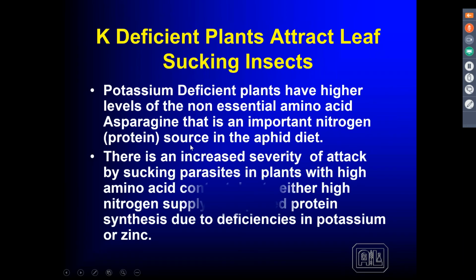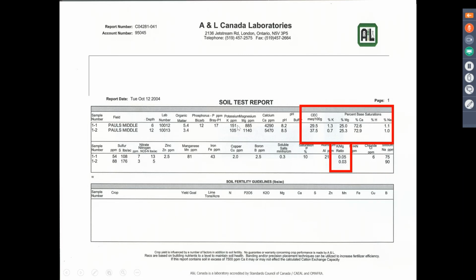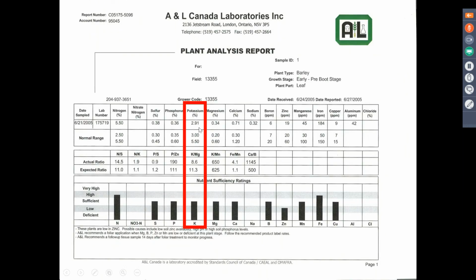So we look at potassium deficiencies. We've talked about the nitrogen-potassium relationship. It's real. We see potassium levels here in parts per million in the top 6 inches of soil that would look to be adequate, but on a percentage basis with the high mag in the soil and the K to magnesium ratio here, this field is actually very low in potassium. And looking at early barley pre-boot stage, we're seeing that this plant is coming in much lower than we would want for potassium at that stage of growth.